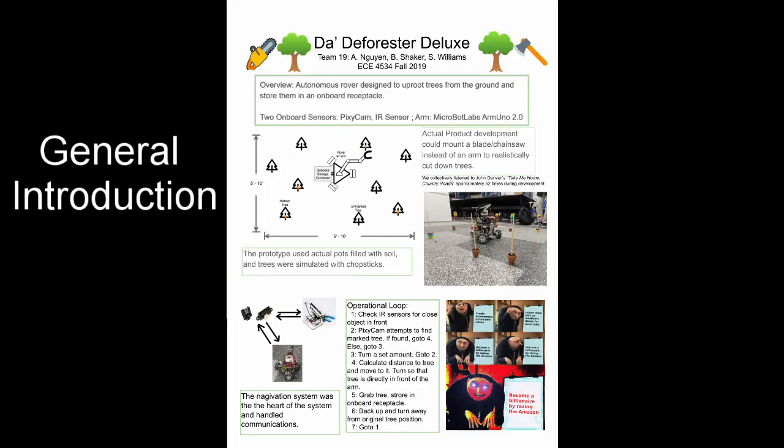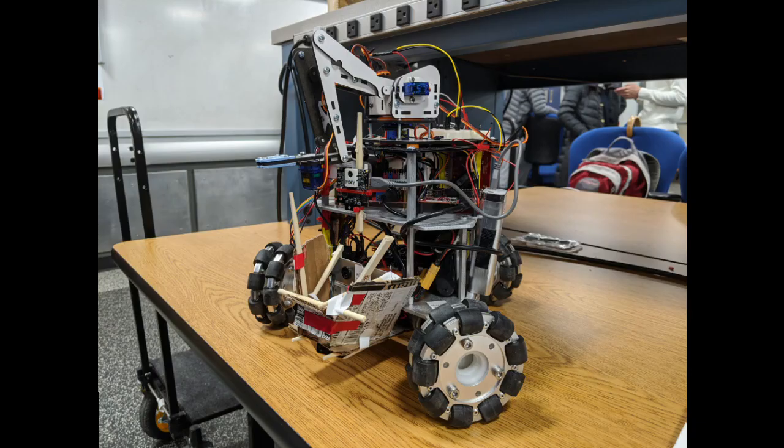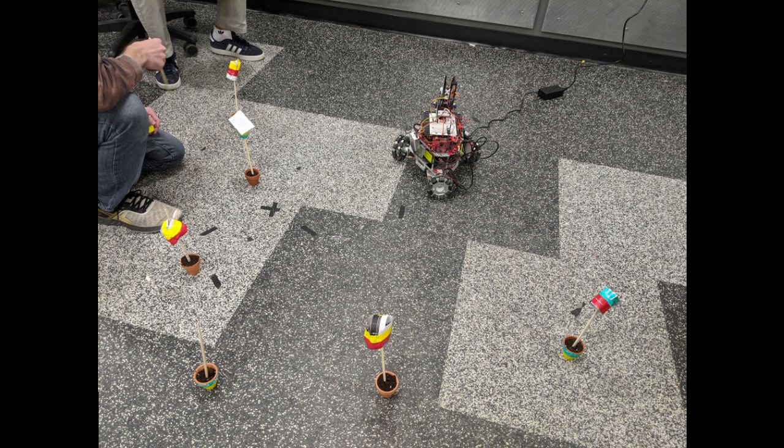Everyone, this is ECE 4534 Embedded System Design Team 19. For this class, we designed and created a prototype autonomous rover. Each team in the class was required to create an autonomous rover, but the purpose of each was unique. Ours was to simulate a tree remover. It could autonomously detect, purposely mark trees, move to them, and uproot them.